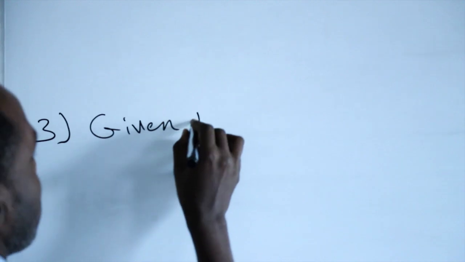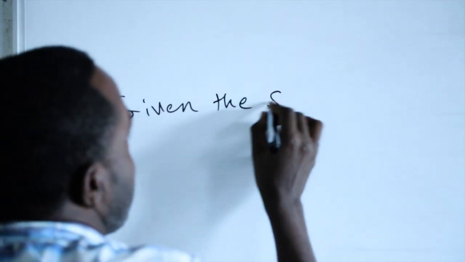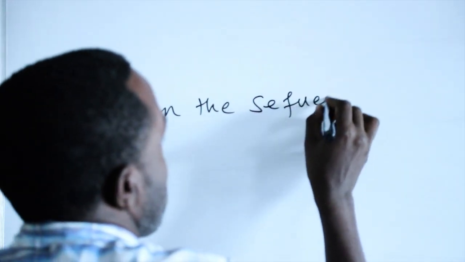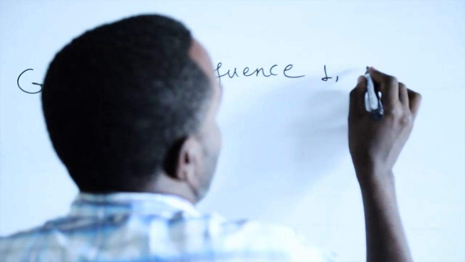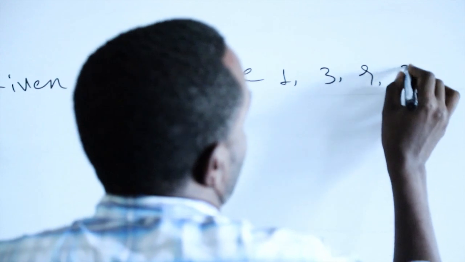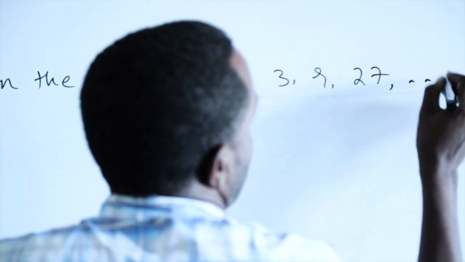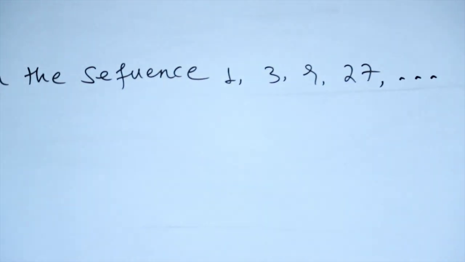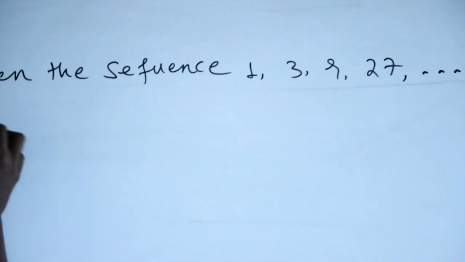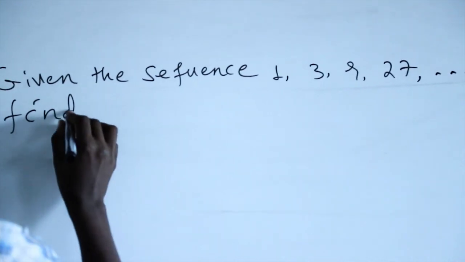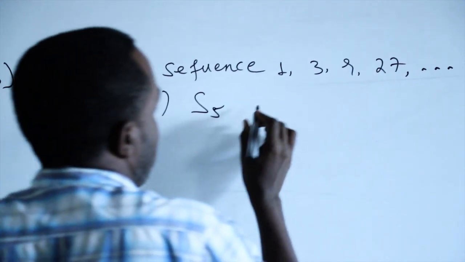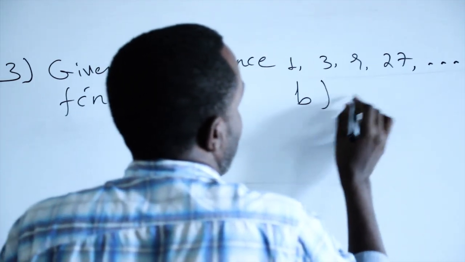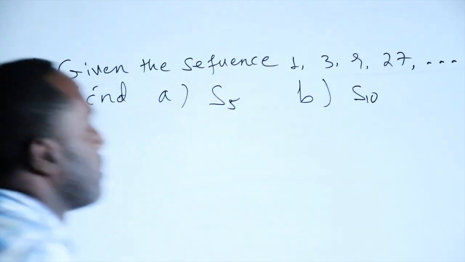The third example says that, given the sequence, let's say 1, 3, 9, 27 and so on, find the value of a, say S5, and again b can be S10.